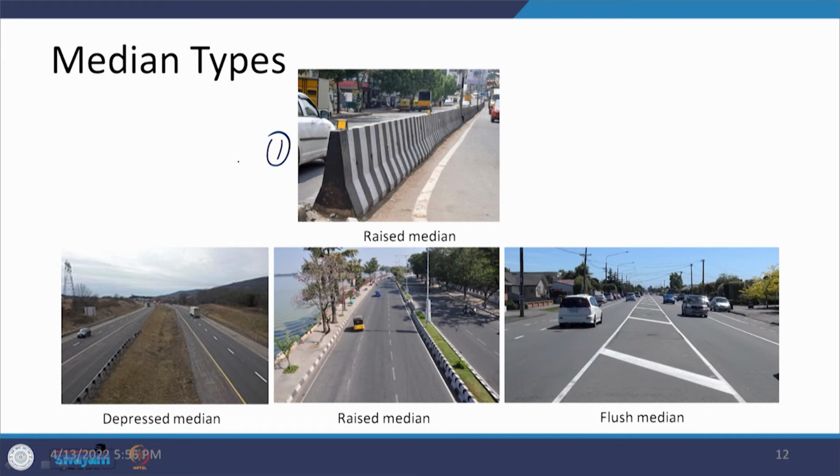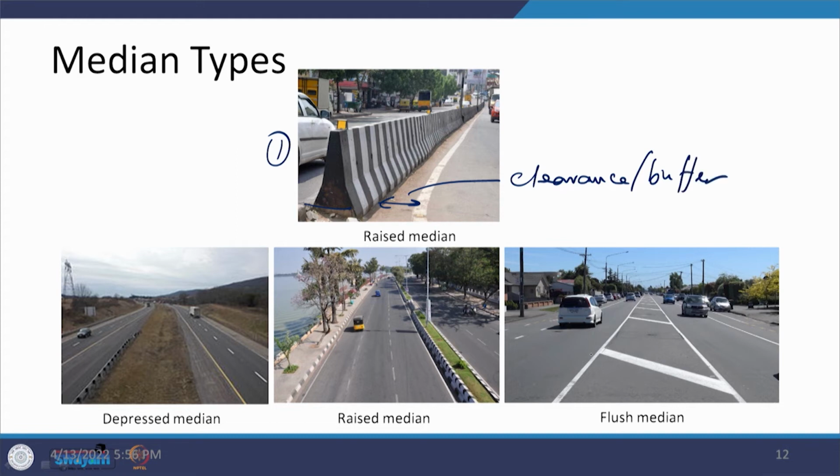The first one is a raised median, and this raised median is taking a less of a space in the sense that it is a concrete system, but along with that concrete system you have a clearance or buffer on the side.